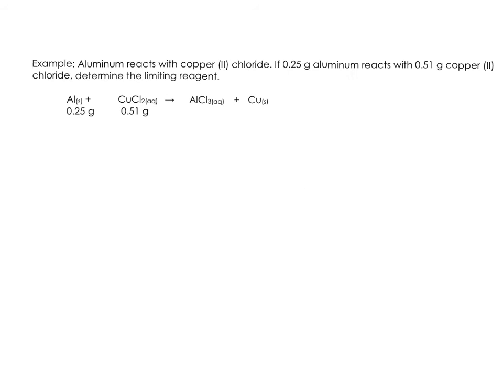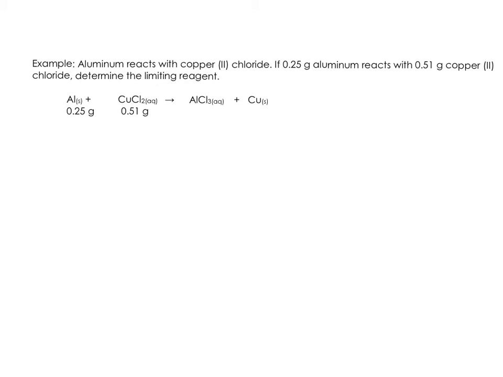Okay, so let's do an example. Aluminum reacts with copper 2 chloride. If 0.25 grams of aluminum reacts with 0.51 grams of copper 2 chloride, determine the limiting reagent. All right.